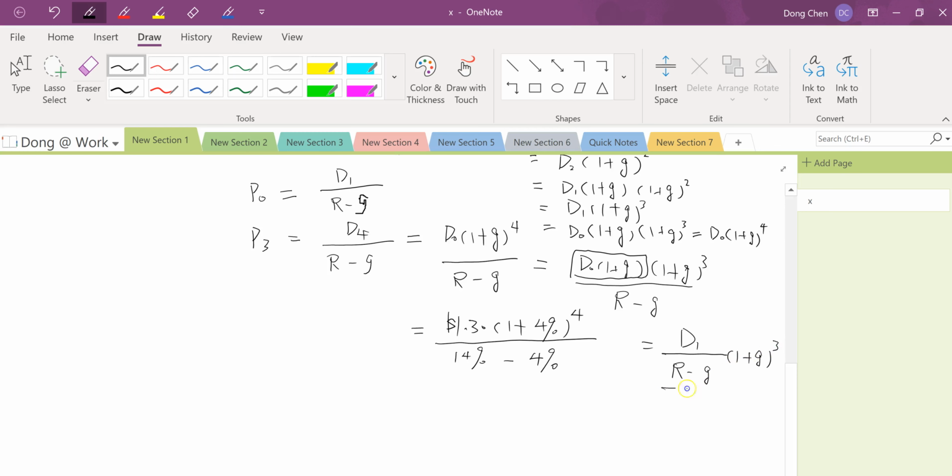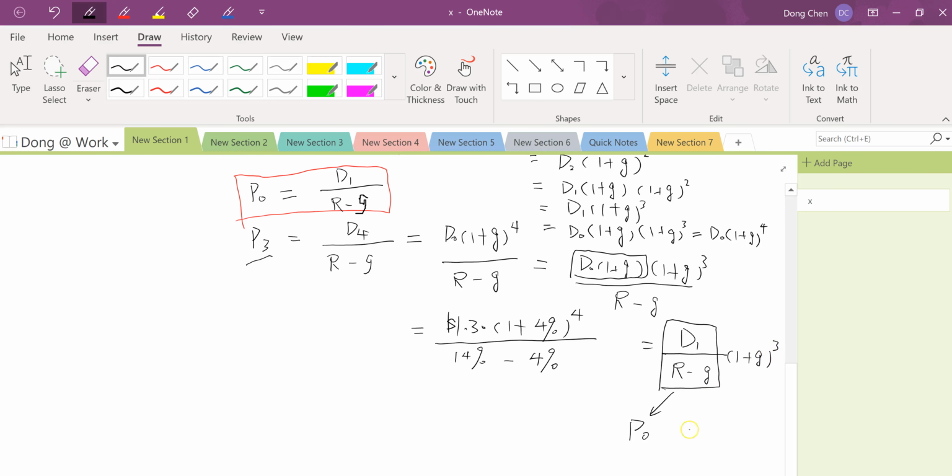And what is this? This is simply P0, right? If I use a different color, see, it's the same equation as here. So we have discovered a sort of new law, that is the growth rate of price. So the price at the end of the third year equals the current price times (1 plus g) to the third power.